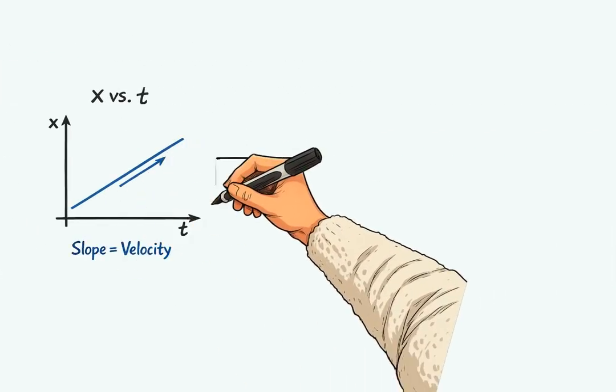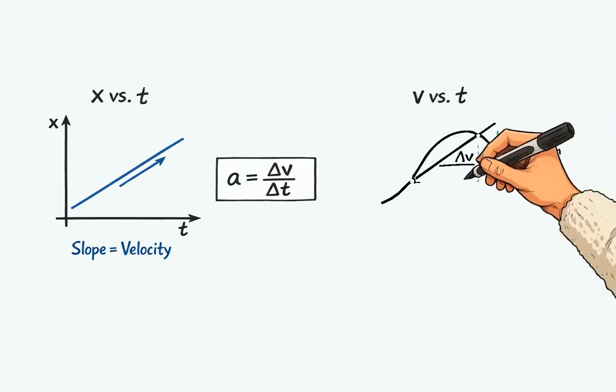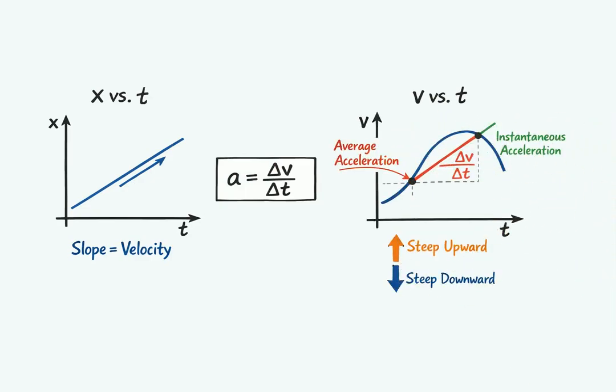Graphs make this definition immediately usable. On an x versus t graph, slope is velocity. On a v versus t graph, slope is acceleration. That isn't a separate fact to memorize. It's built into a equals delta v over delta t. The slope of a secant line between 2 points on a v of t graph gives average acceleration over that interval, and the slope of the tangent line gives instantaneous acceleration at a moment.